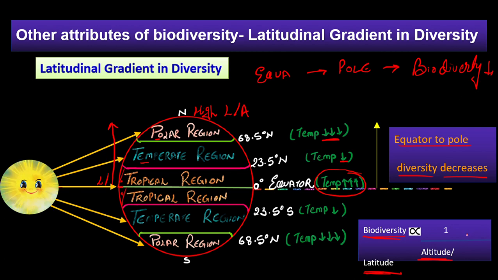But if I would have written biodiversity is directly proportional to altitude, meaning as we move higher in altitude my biodiversity should increase. But is it increasing? No, it is not increasing. It is decreasing.